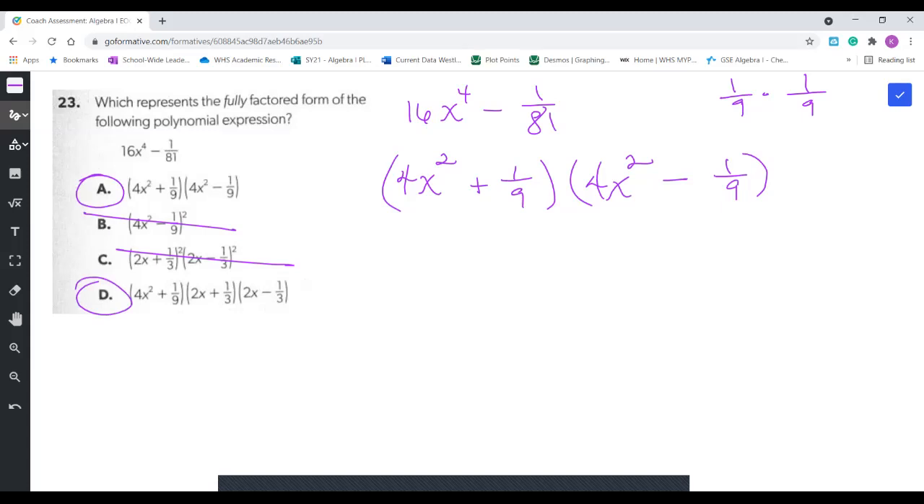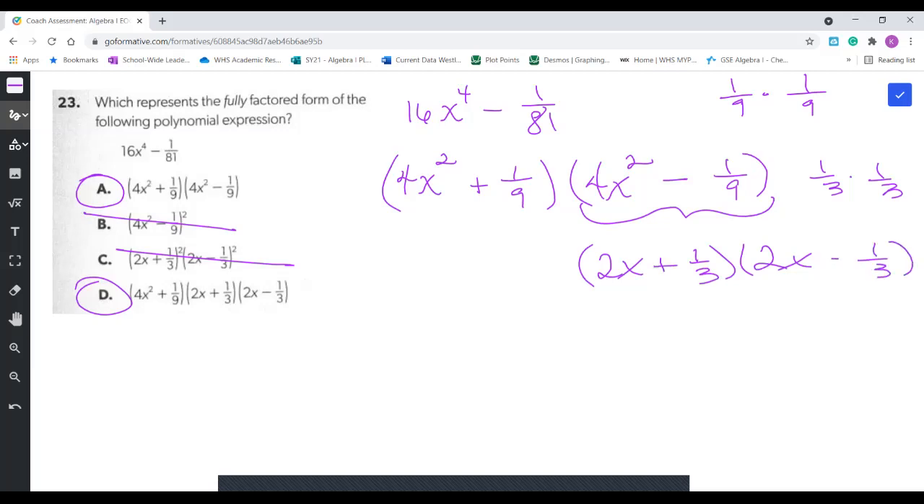Well, young people, look at this one right here. I can further simplify the situation. This is another situation of difference of squares. The square root of 4x squared is very simply going to be 2x, so I have 2x and 2x. And 1 over 9 is equal to 1 over 3 times 1 over 3. So I'm going to put my 1 over 3 here, and my 1 over 3 here. Plus 3, minus 3. Bam. What's the answer? I bring this down, shimmy on down, 4x squared plus 1 over 9. And bam, D is my answer.